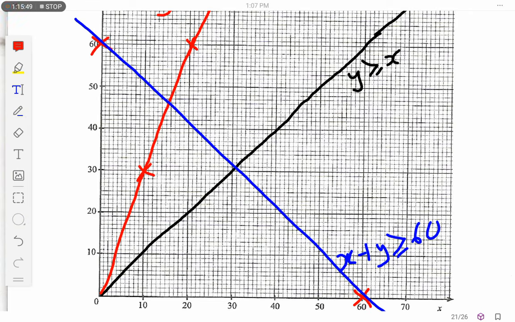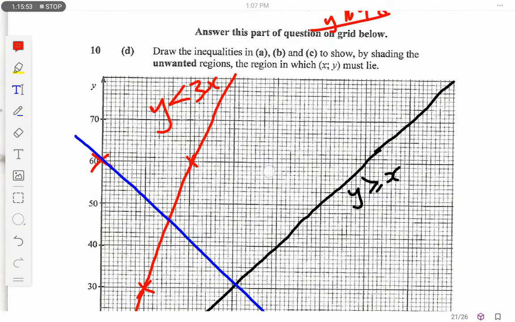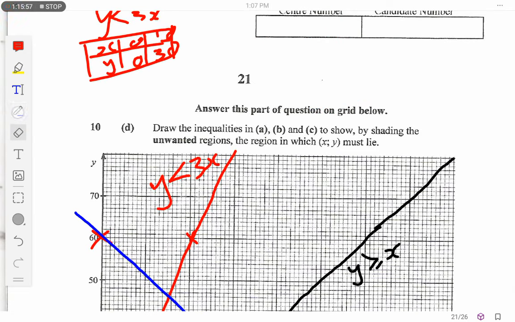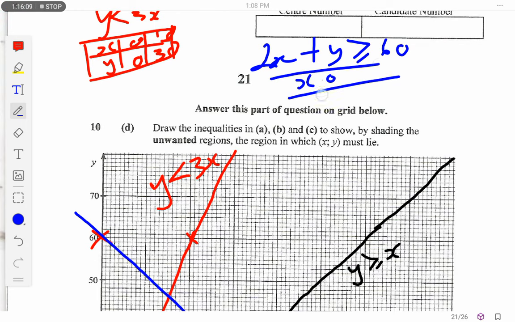Then the last one is saying 2x. We have got 2x there. Let me rub off this. 2x plus y is greater or equal to 60. So if I do my numbers there, when my x is 0, my y is 60. When my y is 0, my x is 30.